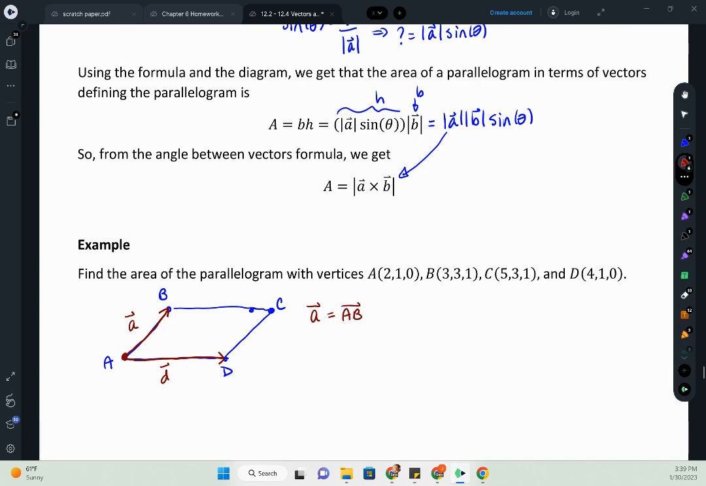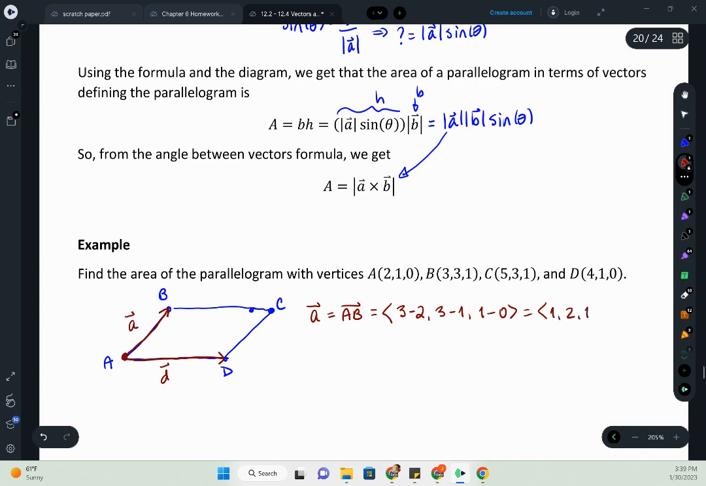In order to form AB, I'm going to make my angle brackets. I need to take the components of my B point and subtract the components of my A point. So in the first component, that's 3 minus 2. In the second component, that's 3 minus 1. In the third component, that's 1 minus 0. And that simplifies down to <1, 2, 1>.